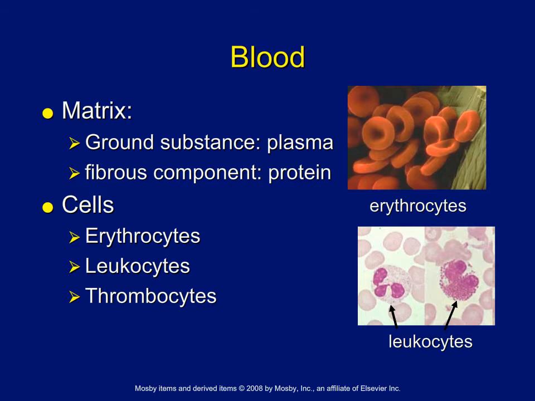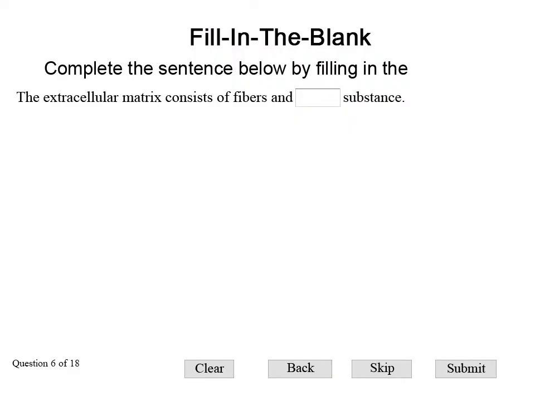Now, also in blood, we find a lot of cells, and the cells that we find are erythrocytes, leukocytes, and thrombocytes. Erythrocytes, as you probably already know, are the red blood cells, and that's what erythros means, red, and the purpose of these red blood cells is to carry oxygen. The leukocytes are the white blood cells, and their purpose is to basically ward off any type of invaders in the body. And then we also have our thrombocytes. The thrombocytes are there to help assist with blood clotting should we rupture a blood vessel.